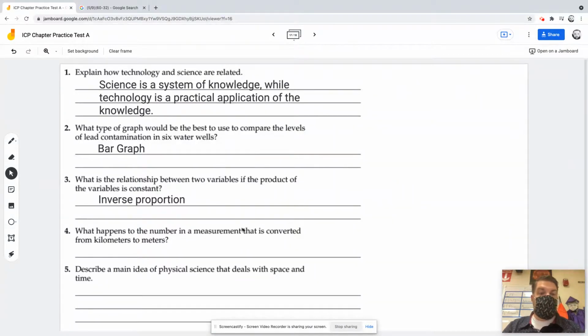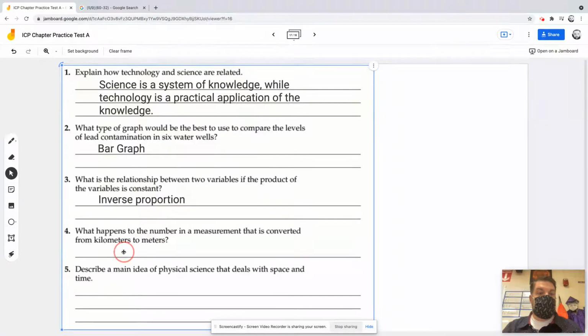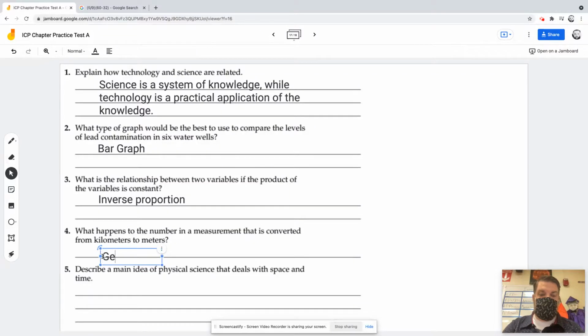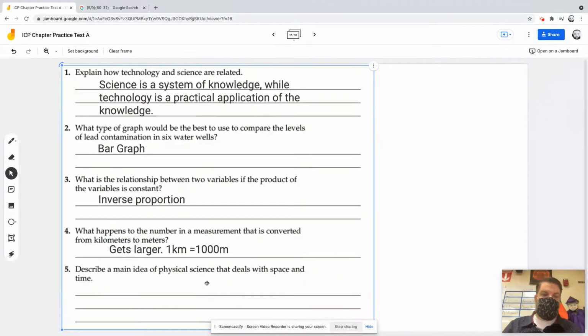Question number 4, it says, what happens to the number in a measurement that is converted from kilometers to meters? It gets larger, right? You basically multiply by 100 or 1,000. Let me give you an example of that. 1 kilometer equals 1,000 meters. Okay, that's what they're talking about.